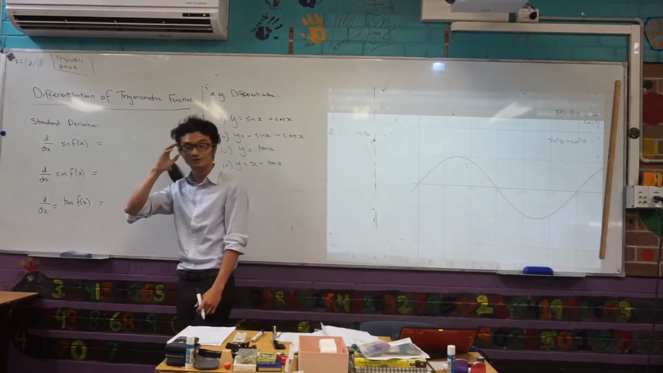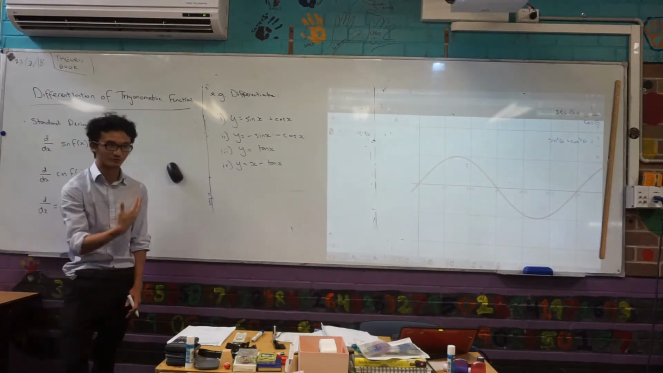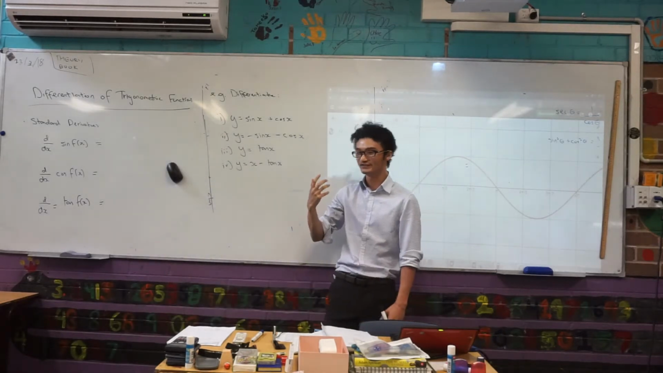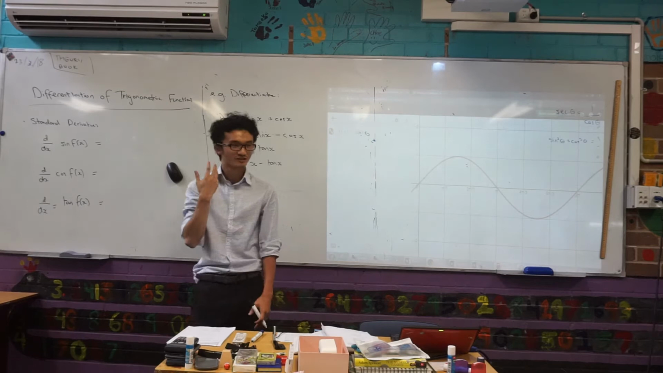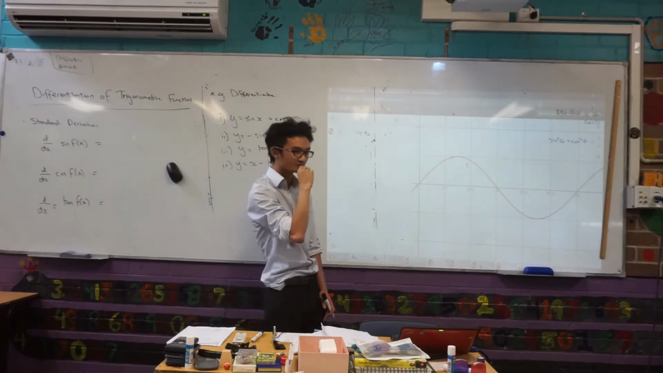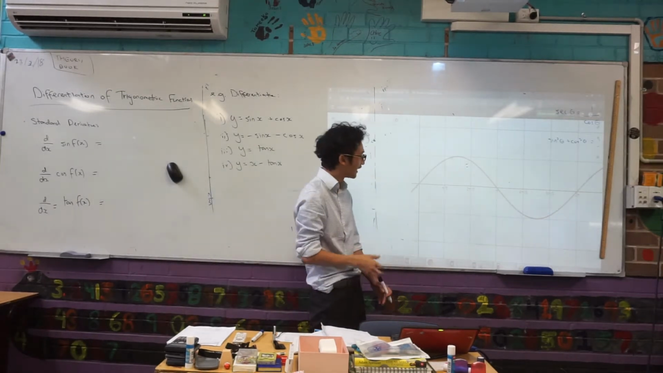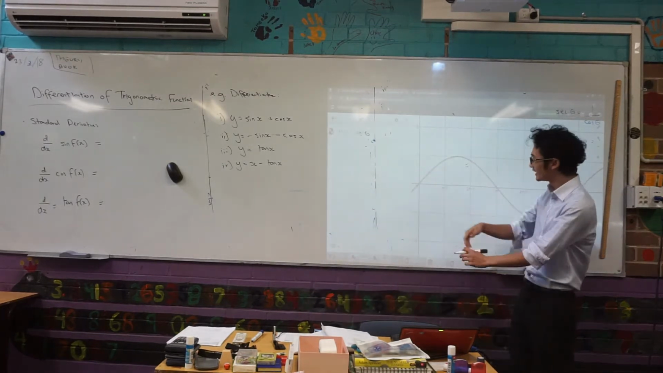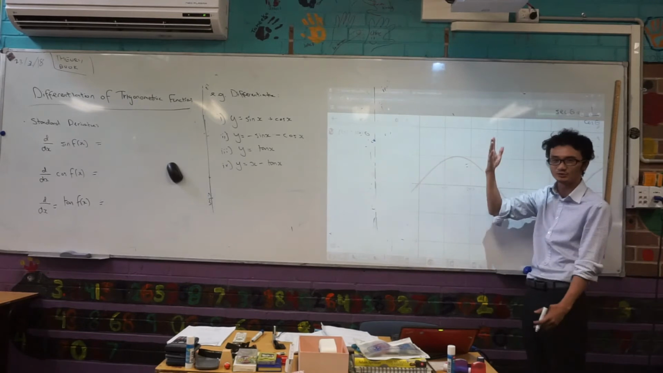I want to start looking at derivatives of our trigonometric functions. And we should realize by now that we can take derivatives of any function, right? Because what does the derivative actually tell me again? The gradient function. It tells me how the gradient is changing over time. And let's just look at this graphically, right? We can actually get an idea of what this would look like.